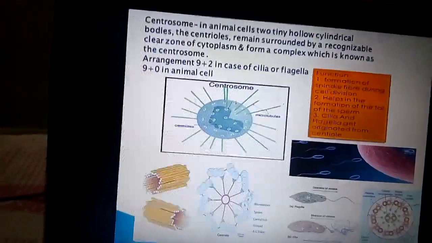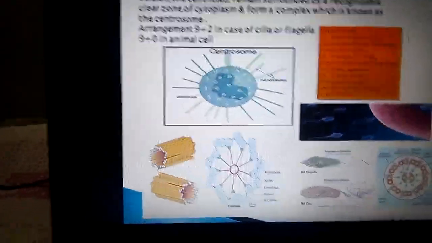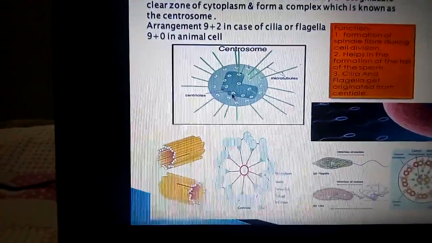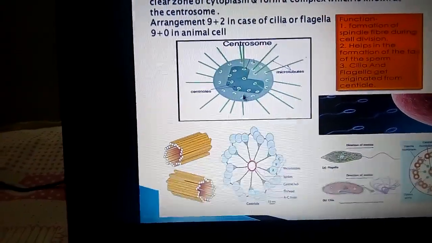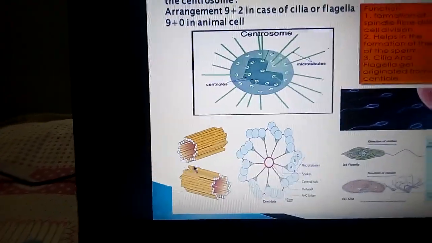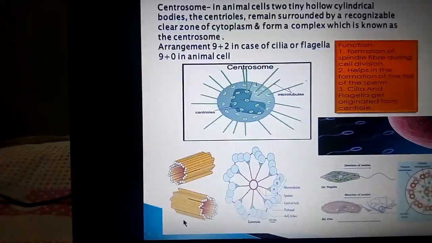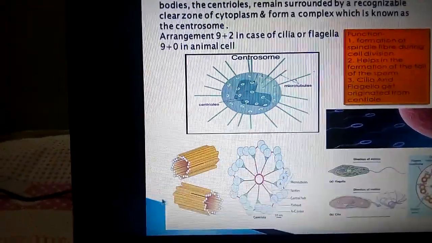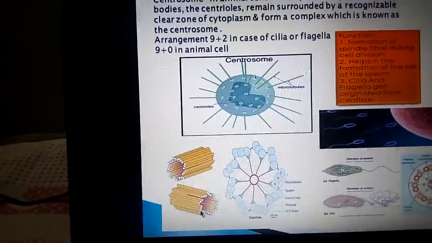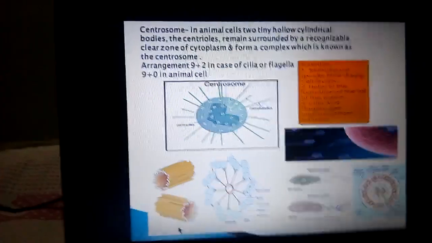Both the centrioles, as I already told you, are oriented at right angles to each other. Each of the centrioles is formed of microtubules. Look at this diagram. These are the centrioles, each composed of microtubules. Now let us know what a microtubule is.